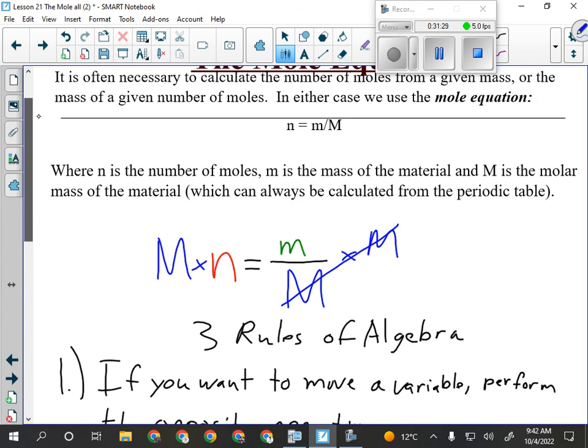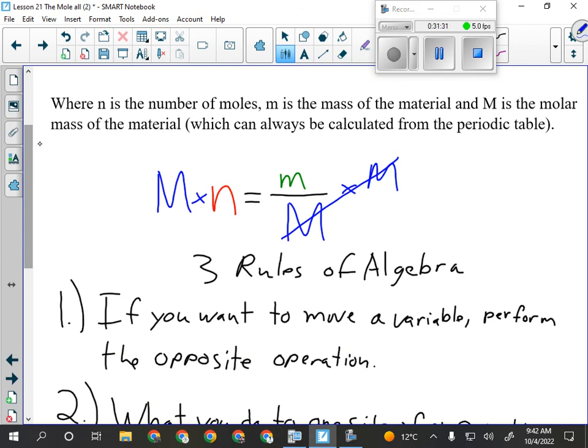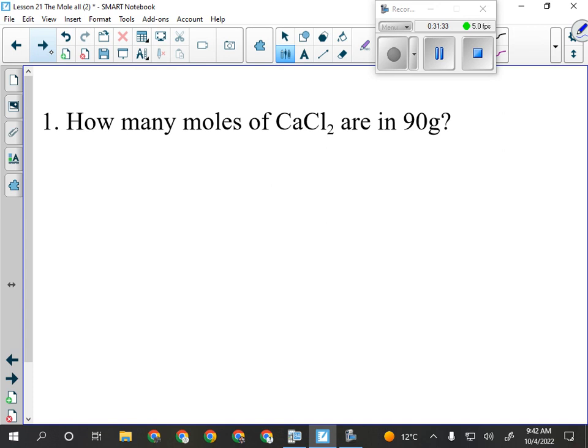Okay, let's look at some examples of this. I want you to write this question down. This is the first way that I can ask a mole equation problem. There are 4 ways. I don't know if we'll get through all 4 today, but we'll try.